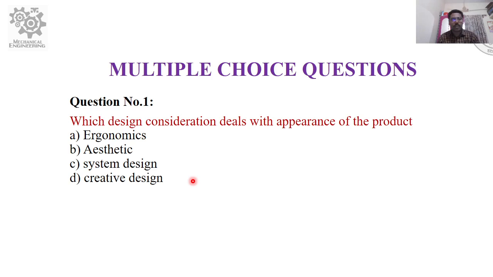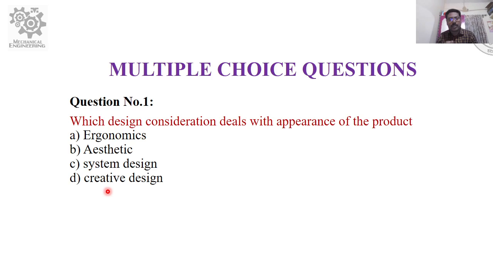Now we go for multiple choice questions. Here there are 10 questions, and each one has 4 options. Please understand and identify the correct answers. Question number 1: which design consideration deals with the appearance of the product? Option A, ergonomics. Option B, aesthetics. Option C, system design. Option D, creative design.